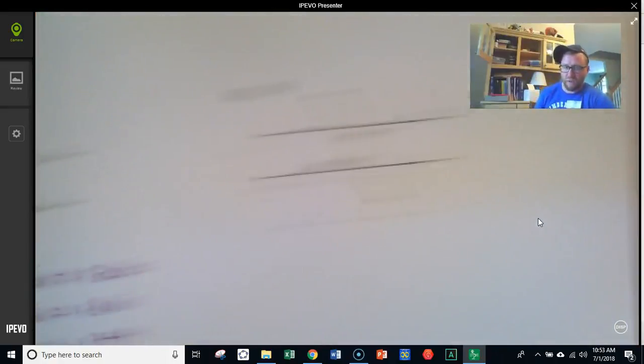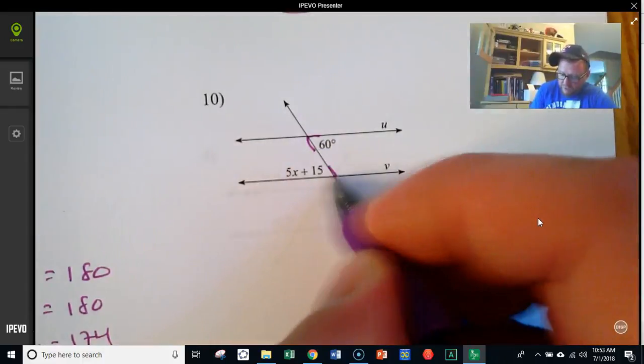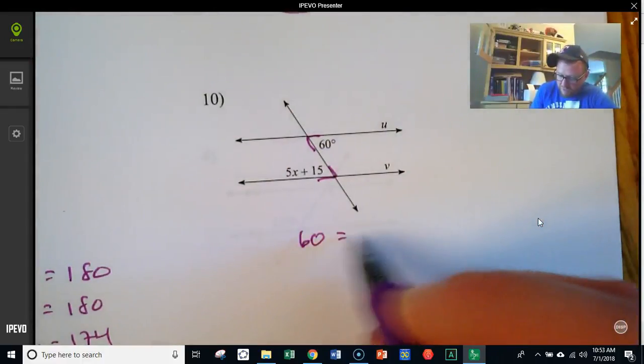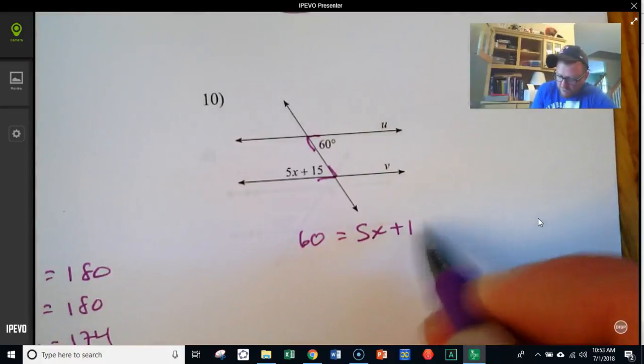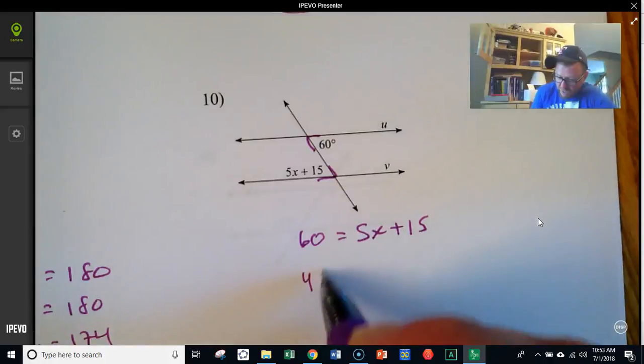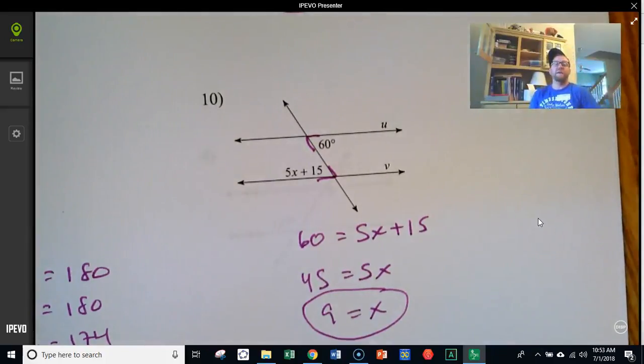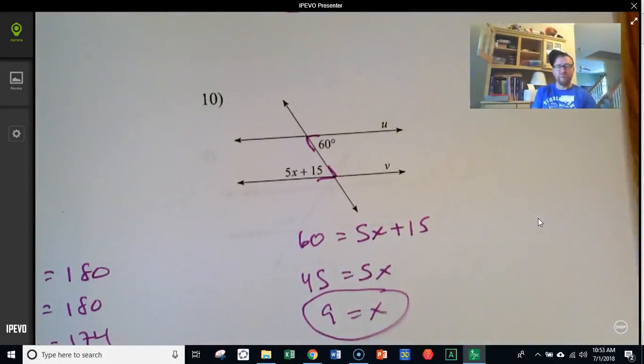Okay. Here we go. If these are alternate interior angles, so if they're congruent, if 60 equals 5x plus 15, then the lines will be parallel. So let's take 15 away from each side. 45 equals 5x, divided by 5. 9 equals x. So if x equals 9, then the two angles will be congruent, the lines will be parallel.